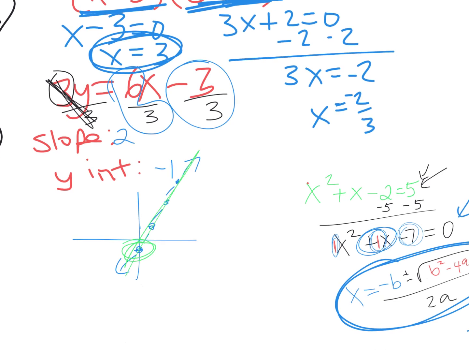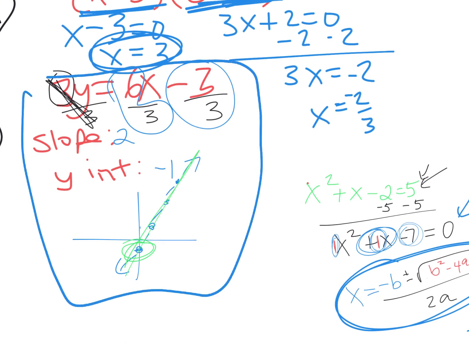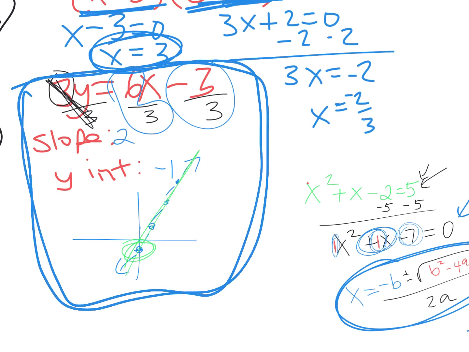And then this is slope-intercept. You solve it for y, and then the number in front, that's the slope. The second number, that's the y-intercept. So we just did a little bit of that, and then we took a first 20.